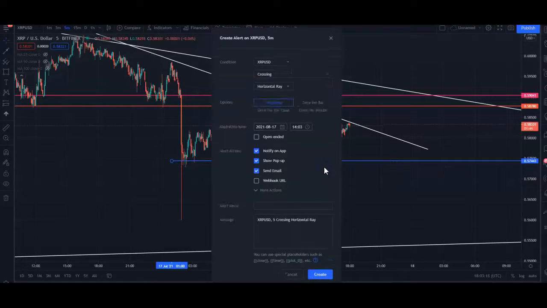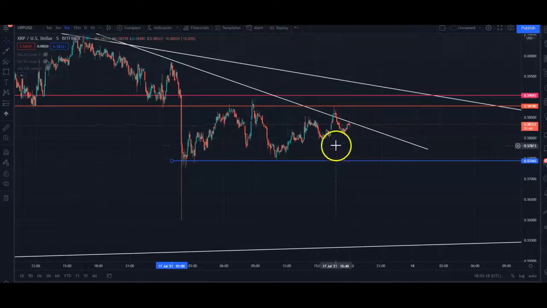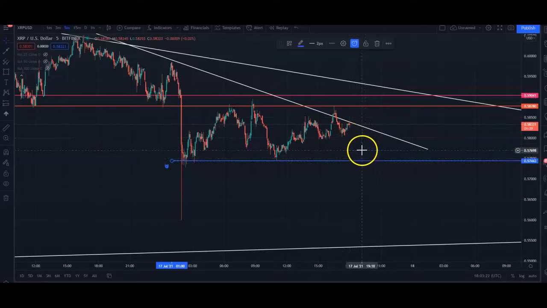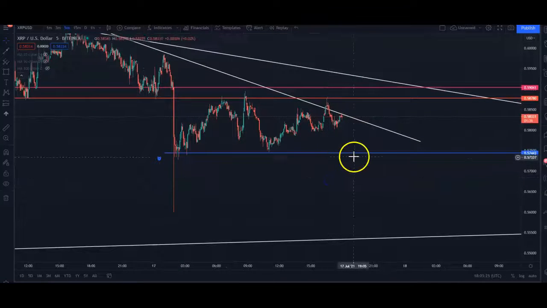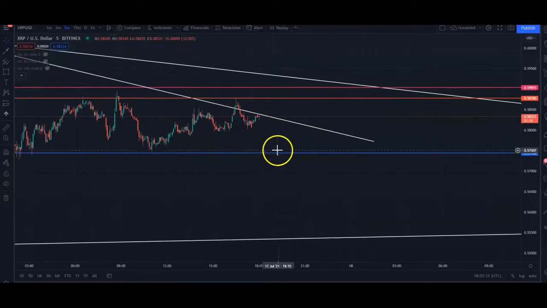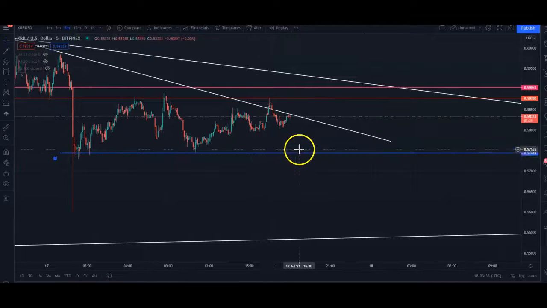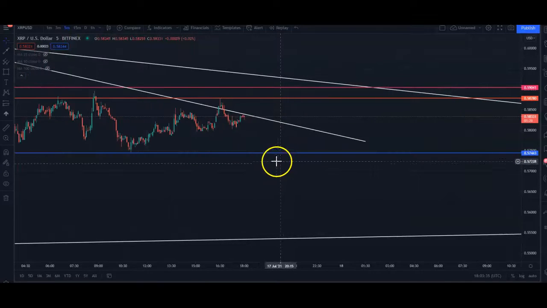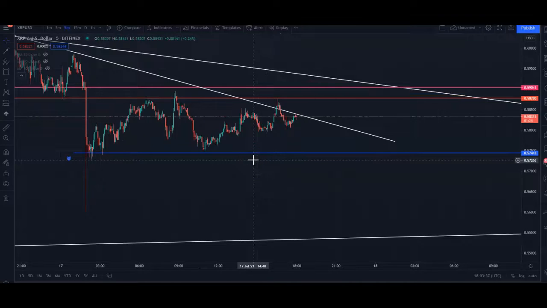So I'll set an alert on my support, because you bet your butt, if price comes back down to this area, I want to see what's going to happen. Are we going to bounce from this area, or are we going to break this area and continue down? Who knows? But if we set the alert, we can be ready. As soon as the alert goes off, we're going to get notified, and then we pay attention thereafter to how the market reacts.